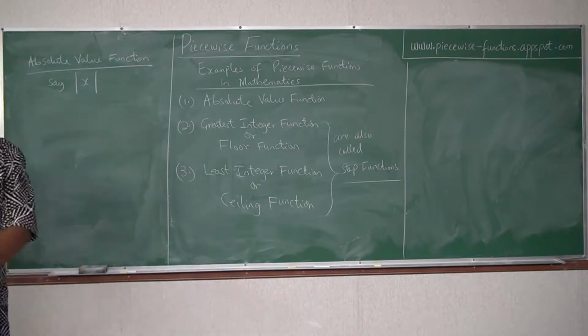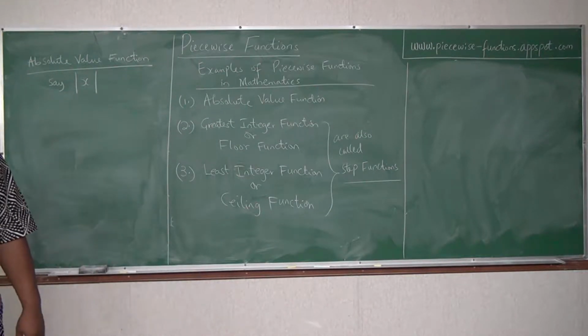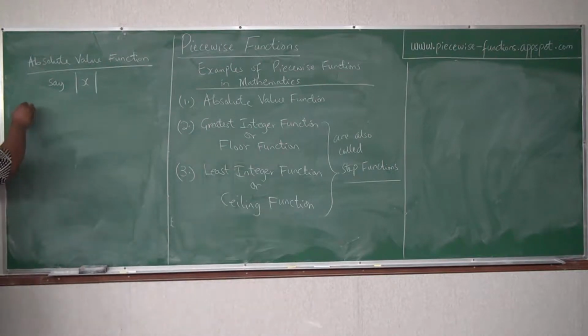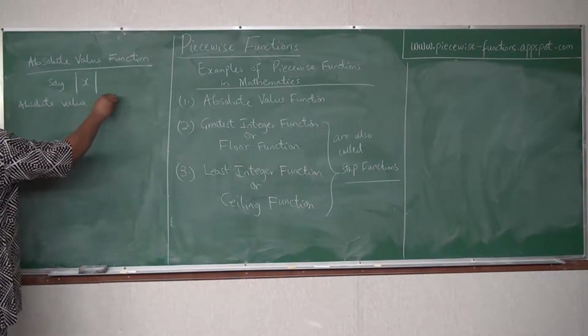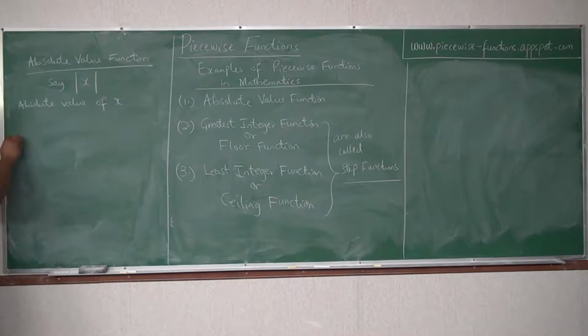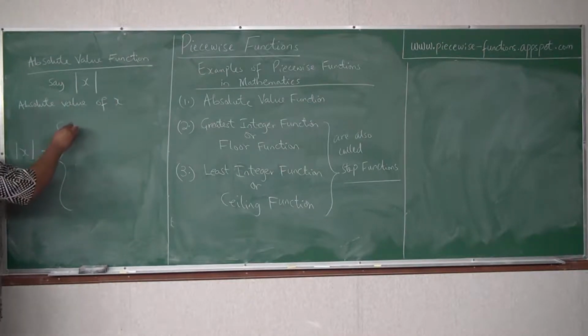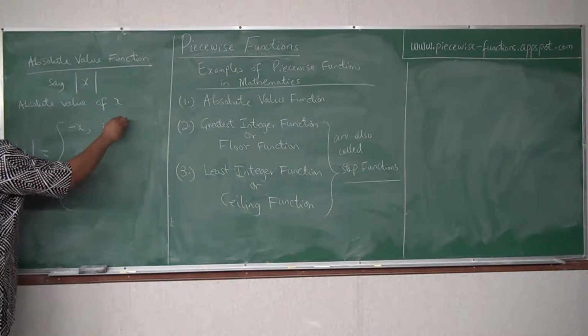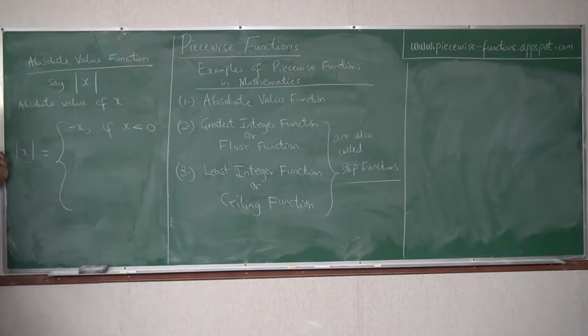So let's say this is the absolute value of x. So we define the absolute value function as: it consists of negative x, comma, if x is less than 0. And that's the definition, okay?